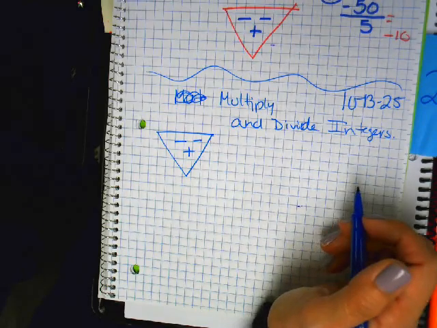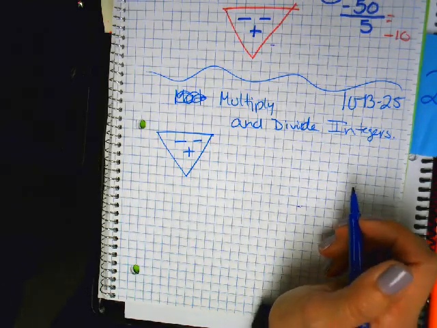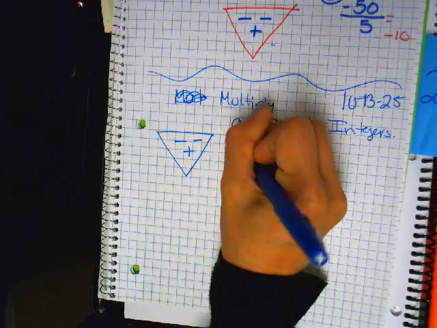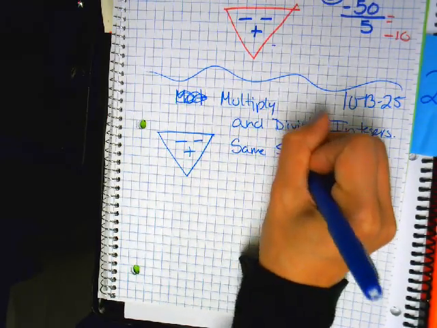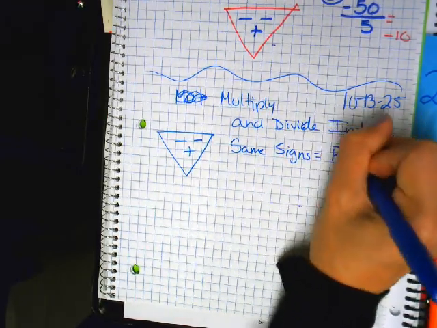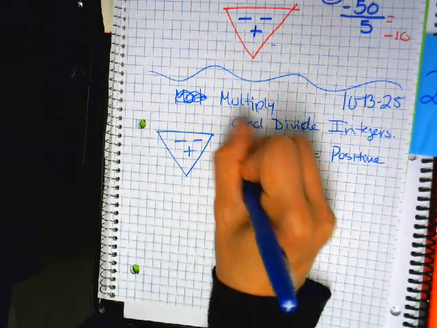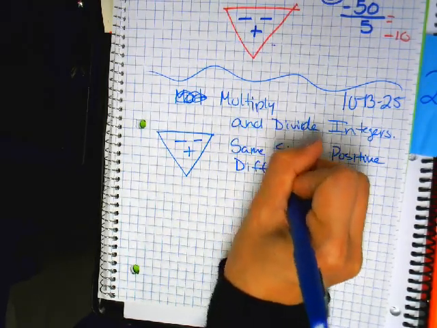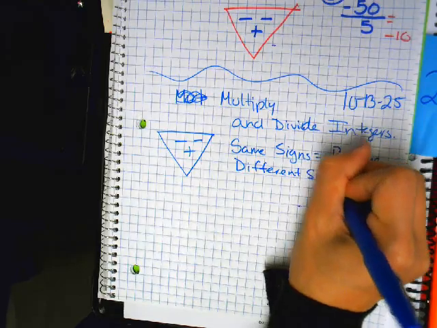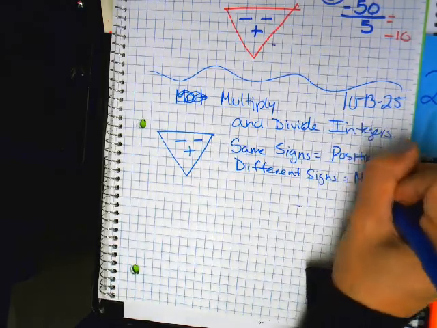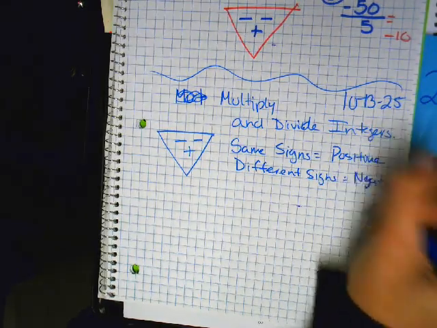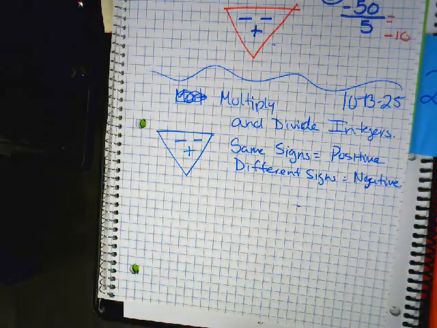Another way to memorize how to do multiplying and dividing is same signs equal a positive and different signs equal a negative. So same signs positive, different signs negative.